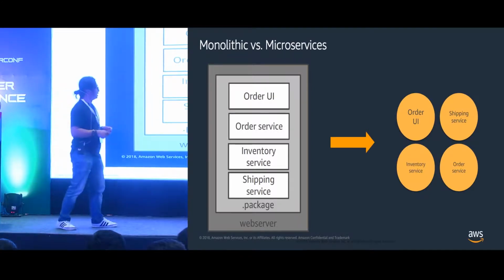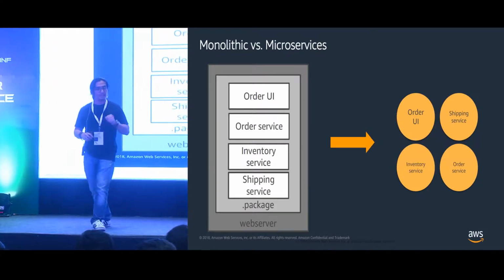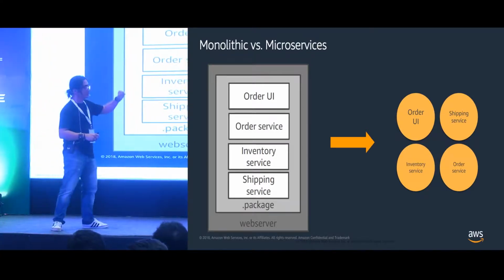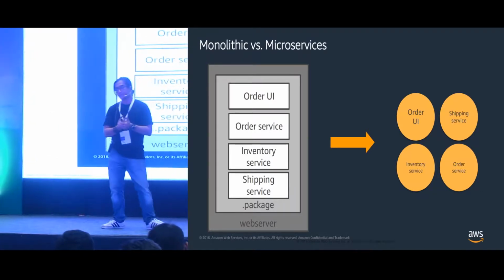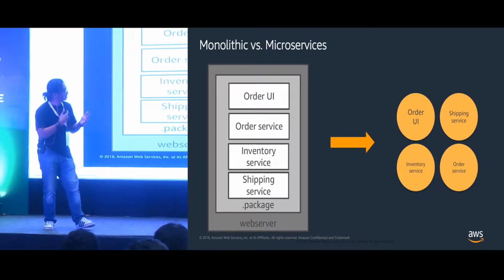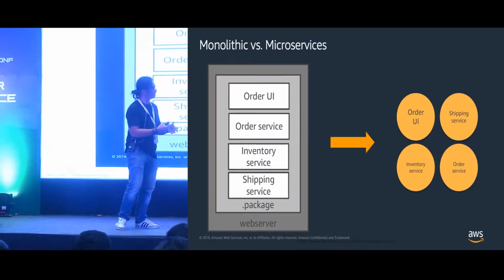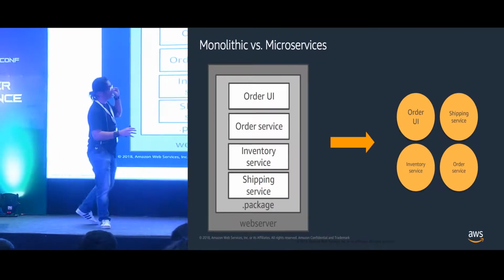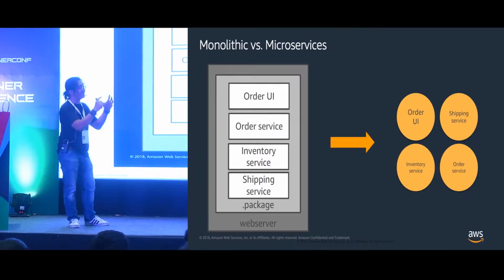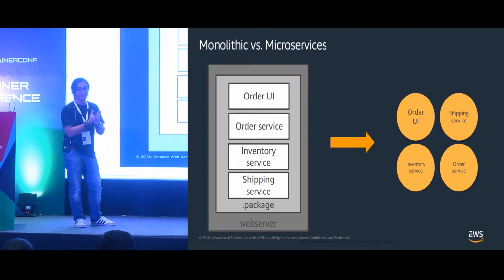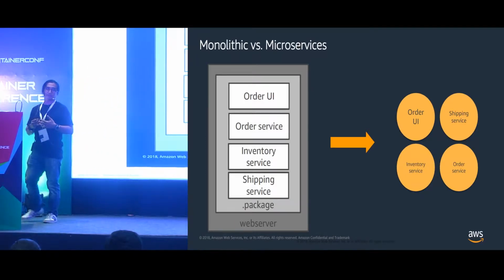With the microservices approach, we pull out those services into specific services, like order UI. We build one single service only to manage the front end. Then we have another service, which is the shipping service, and then the inventory service and order service. So basically, we only need to pull out each service into a specific service, but they are still communicating with one another. This is the big difference between monolithic and microservices.